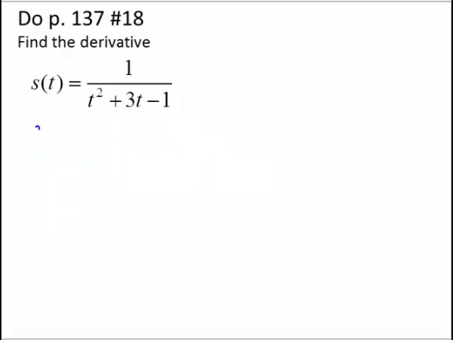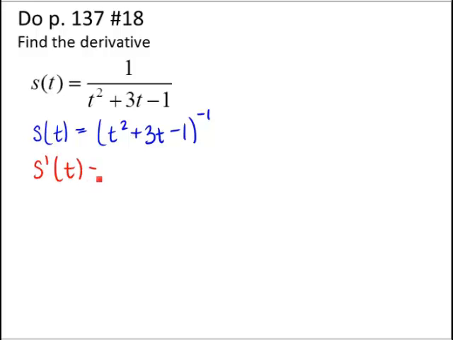Just start off and rewrite this as we've been doing. Much easier again to take that derivative when we have rewritten the problem so it's not in a fraction form. So now that it's rewritten, I'm ready to take the derivative. The derivative then, I'm going to pretend this is my big X. I'm going to bring this out in front. I'm going to rewrite what's on the inside of the parentheses, lower it by 1, and take the derivative of what's inside.